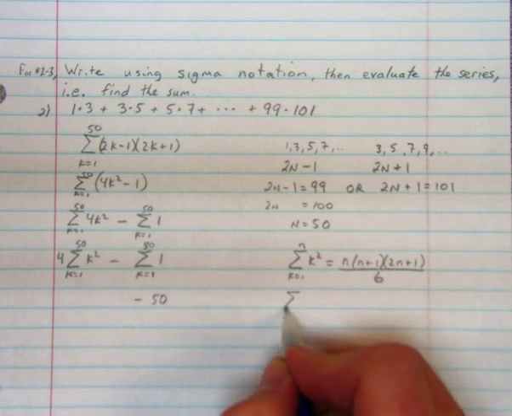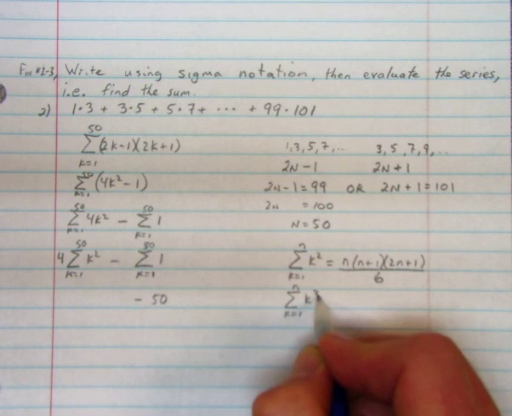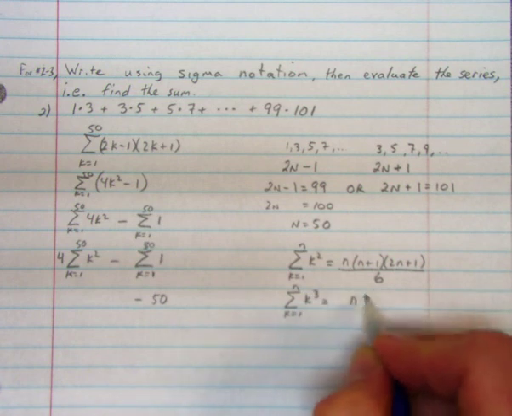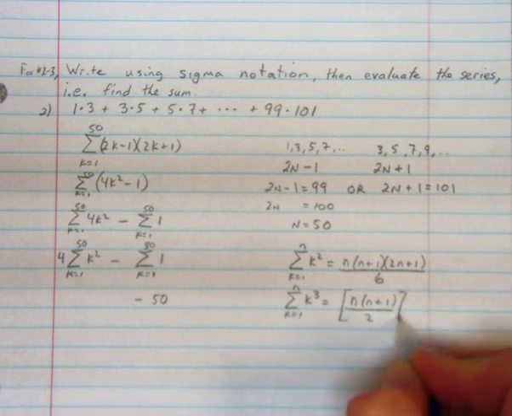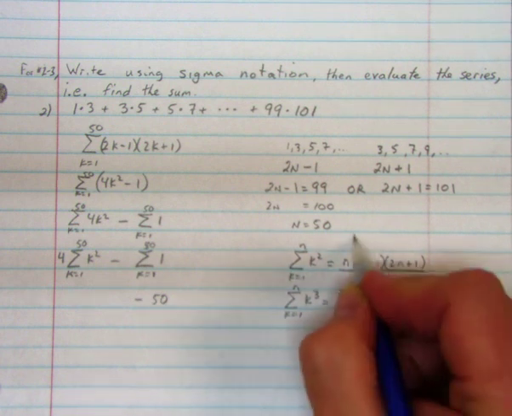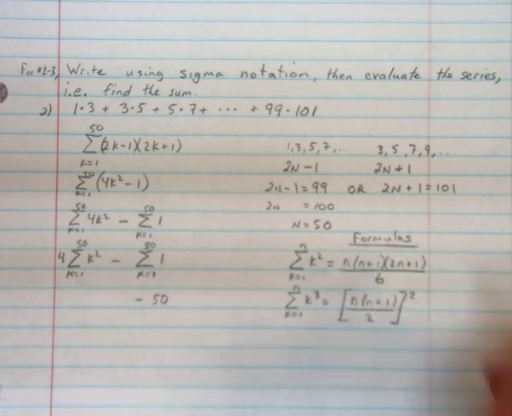I'll give you another one. If we sum up the cubes, that's n times n plus 1 over 2, quantity squared. Again, I'll give you these. You just have to know how to use them and when to use them.